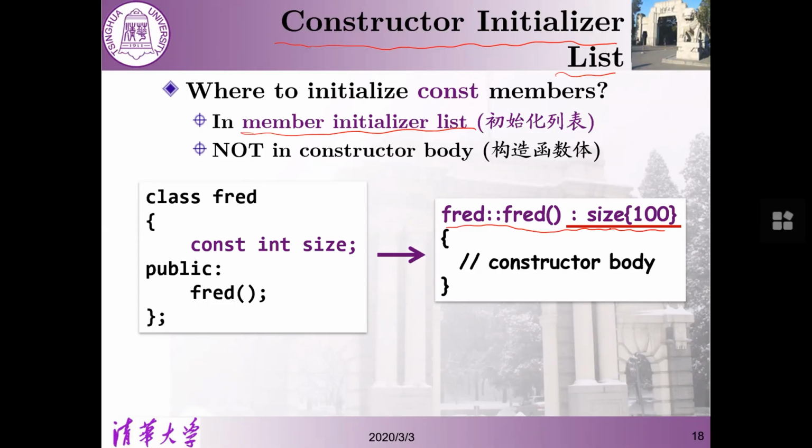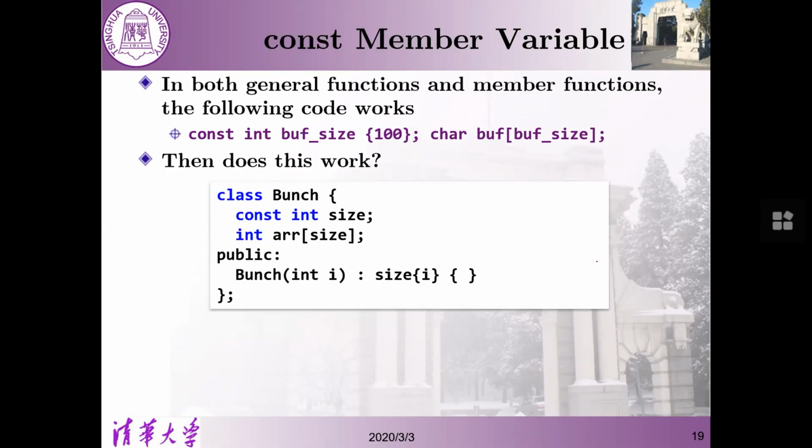We cannot do that in the constructor body, so we cannot do that here. So in both general functions and member functions, the following code works. So this one and this one.